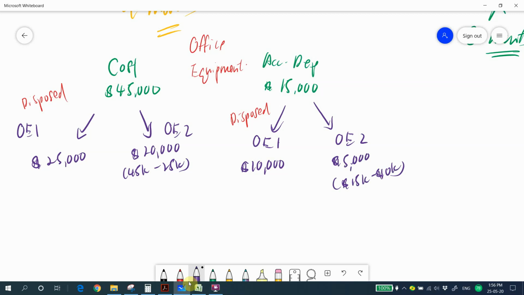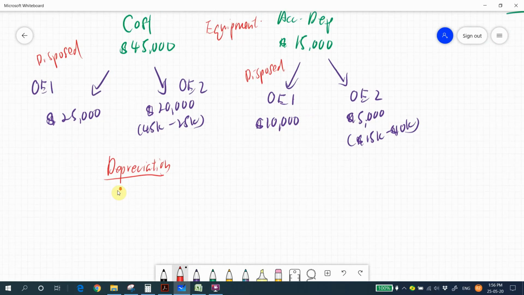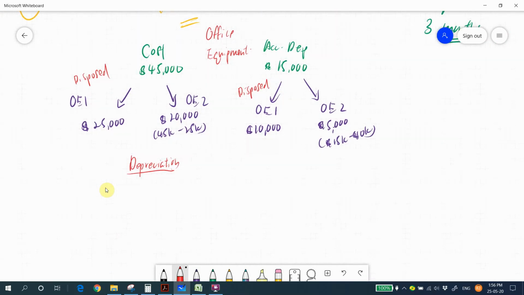So when we prepare this, we have to calculate the depreciation of the asset. So this depreciation we will split into office equipment 1 and office equipment 2.